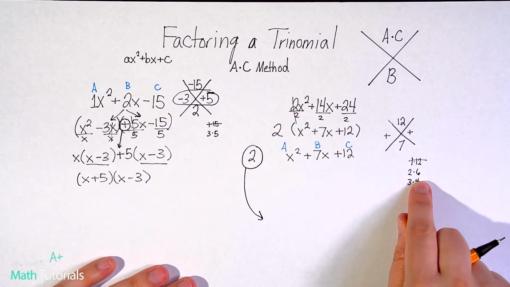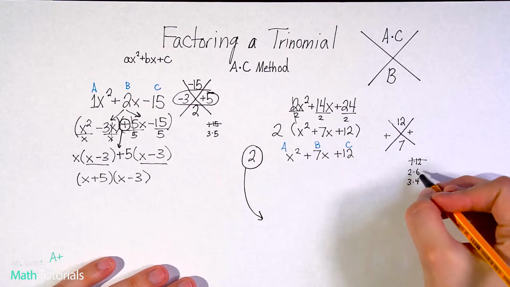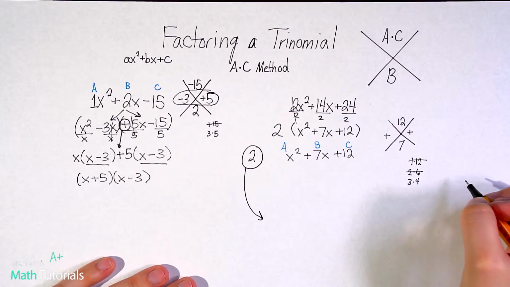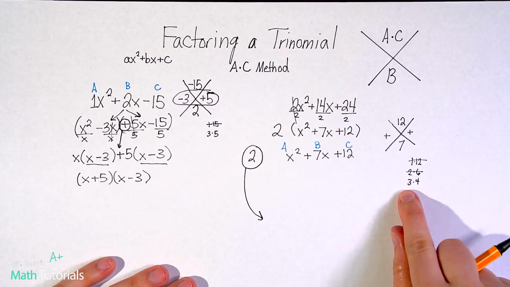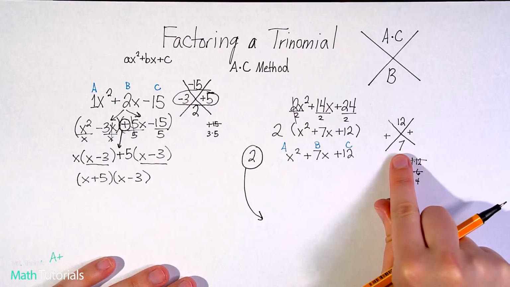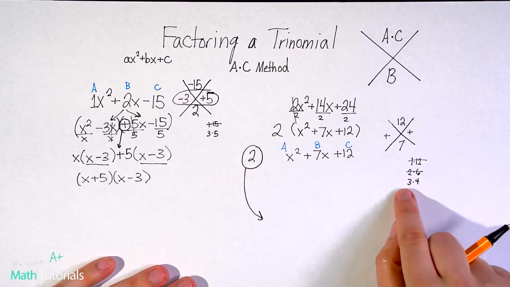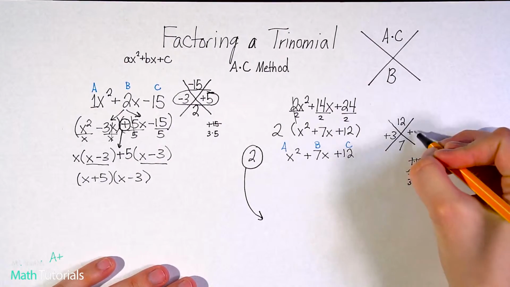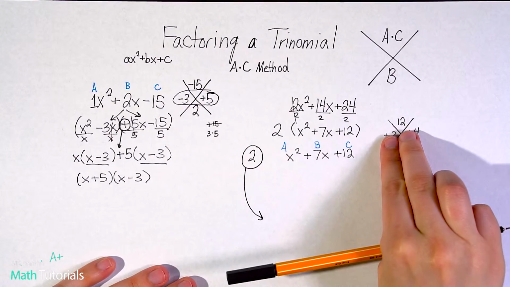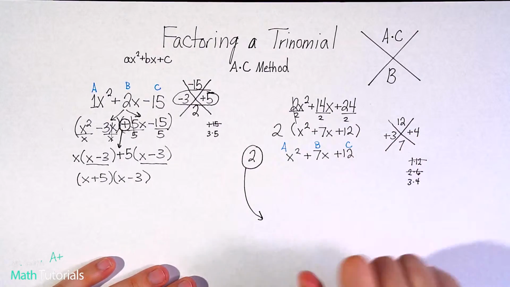What about 2 and 6? Well, 2 plus 6 is going to be 8. So no, that one's close, but it's out. What about 3 plus 4? That would be positive 7. So 3 times 4 would be 12, and 3 plus 4 would be 7.